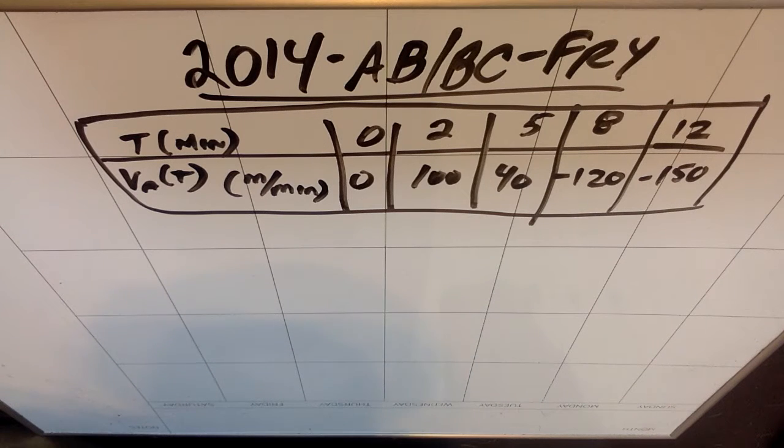Back at AP Review. This is 2014 AB BC Free Response 4. Train A, oh, that's a bad sign. That probably means there's a train B. Train A runs back and forth on an east-west section of railroad track.